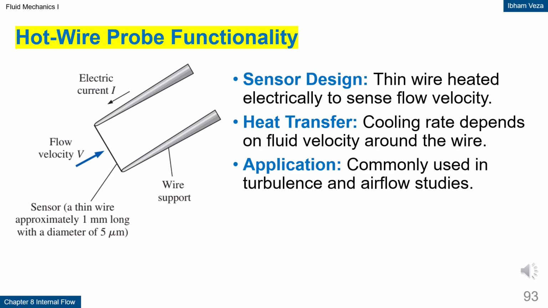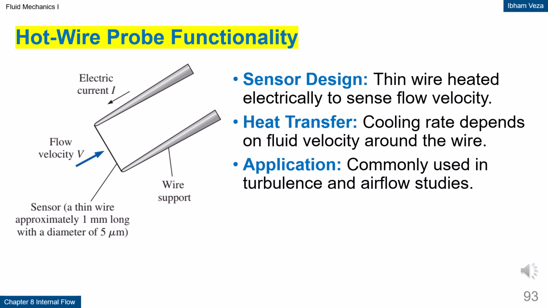Hot wire probe functionality. A hot wire probe uses a thin, electrically heated wire to measure flow velocity. The cooling rate of the wire by the fluid depends on the surrounding flow velocity. The temperature change of the wire is translated into an electrical signal change. This method is very sensitive and suitable for turbulent studies.